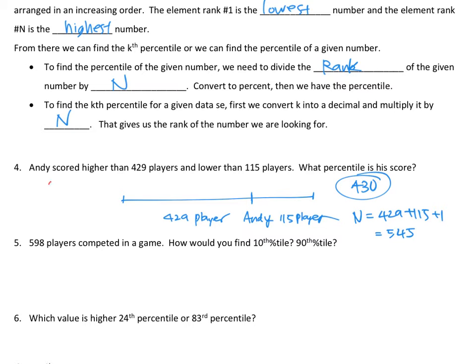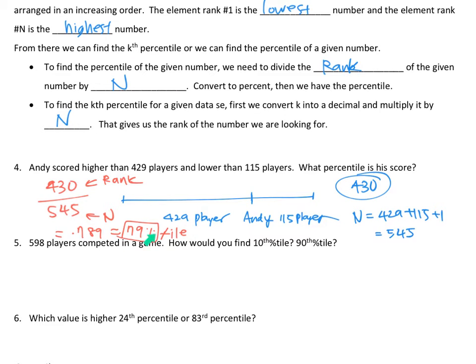430. So this is Andy's rank, and then big N is 545. This is my n. So that's 0.7889. So I'll just round off to 79%. So basically Andy is 79th percentile, okay? So that's pretty high, as we kind of expected.